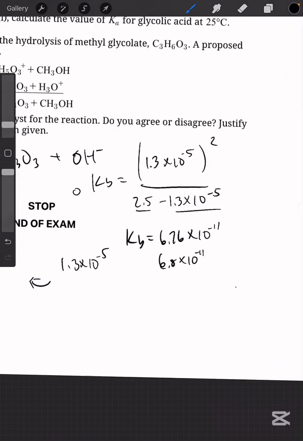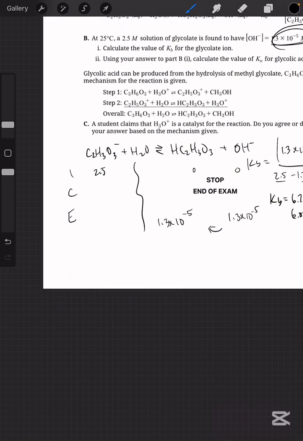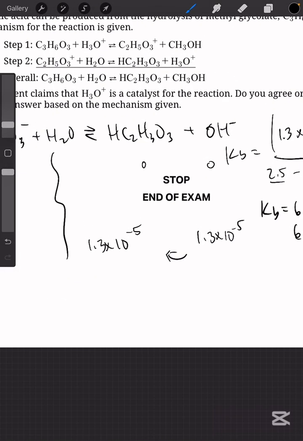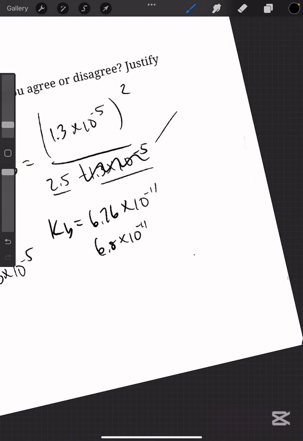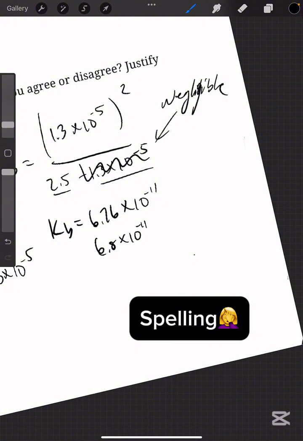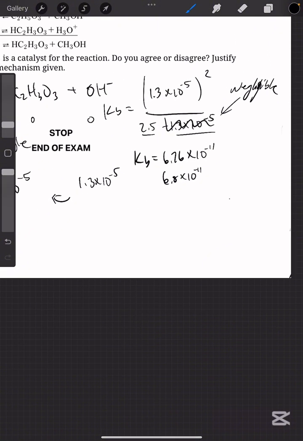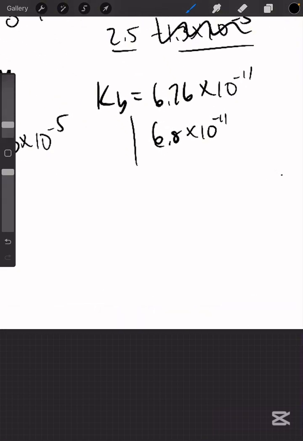What you could have also done here was assume that the change was small enough that it was negligible, so you can use the 5% rule and just ignore this change. But you would just have to show that the change is less than 5% of the OG, which we know it is, because 1.3 times 10 to the negative 5 is less than 5% of 2.5. 5% of 2.5 is 0.125. So yeah, anyways, this is the Kb.